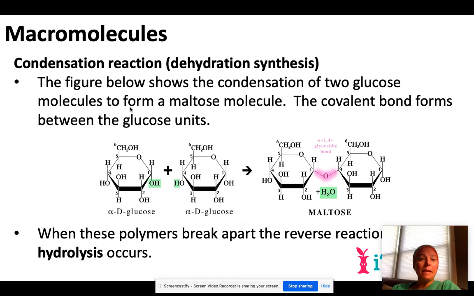Here's an example of a condensation reaction. If I have one glucose sugar and another glucose sugar and I bind them together to make maltose, I get water as a result. Now, if I reverse it and break it down, it's called hydrolysis, and we actually need water to do that. Our body does hydrolysis all the time.